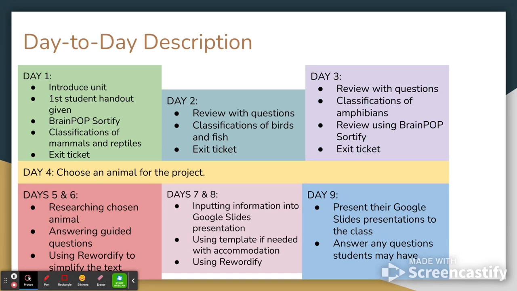This will be the last group that students are learning about. So then after this, they will be reviewing using BrainPop Sortify to make sure that they understood the content that they've learned so far. They will complete their last exit ticket. On day 4, students will choose an animal for the project. Days 5 and 6, students will be researching the chosen animal.